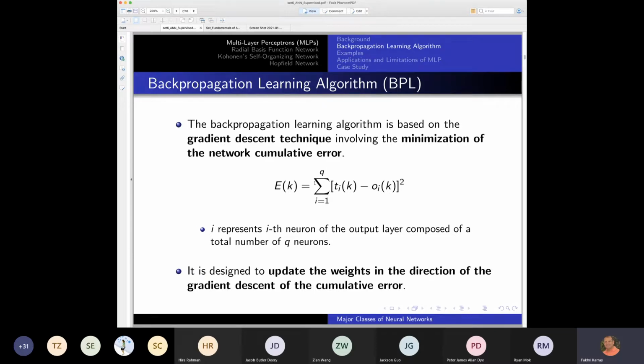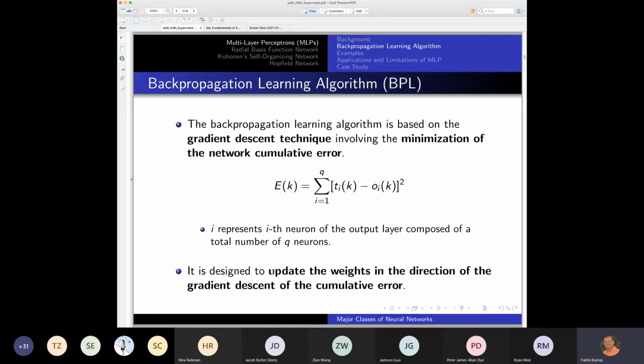But this is the general cumulative error. Why do we say it's cumulative error? Because we sum up all the errors for each one of the outputs. So i represents the ith neuron of the output layer composed of Q neurons. So the output of the network has Q outputs.